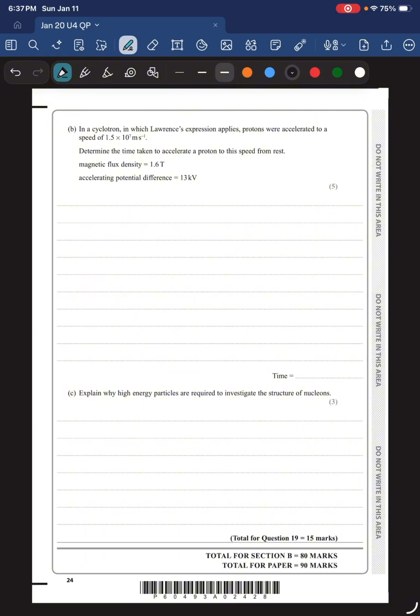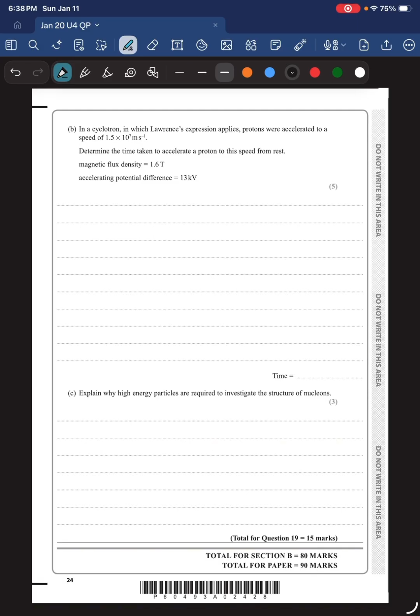In a cyclotron in which Lorentz expression applies, protons were accelerated to a speed of 1.5 times 10 to the 7 meters per second. Determine the time taken to accelerate a proton to this speed from rest. They give you the magnetic flux density and the accelerating potential difference. Okay, so first of all, we can find the time needed for one full revolution.